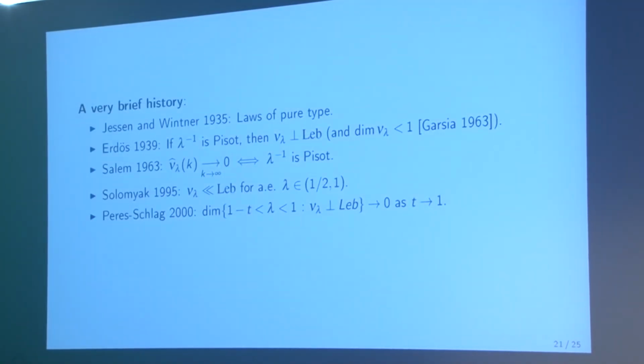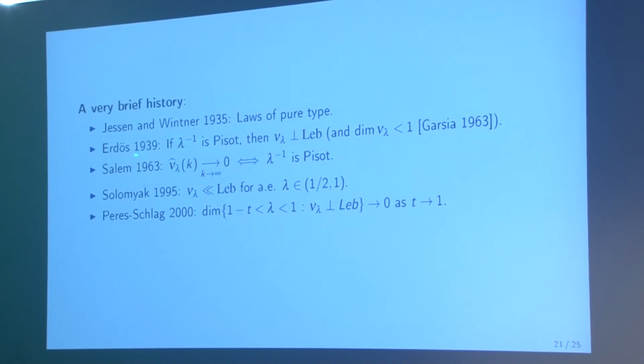So, a very, very, very quick history. I think this subject was first studied by Jessen and Wintner in the mid-1930s. They proved laws of pure type, which say that this measure is either absolutely continuous or singular. It can't be a combination of two such things.